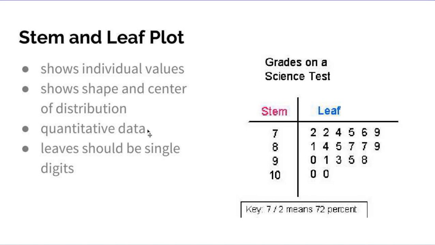Okay, a stem and leaf plot obviously has to be quantitative data. We have to have numbers because I can't split words up into stems and leaves. Just an important thing to note when you're making a stem and leaf plot: the leaves have to be single digits. So if you have 3-digit numbers like this where they have 100, you have to put 2 digits in the stem and 1 in the leaf because the leaf always has to be a single digit.